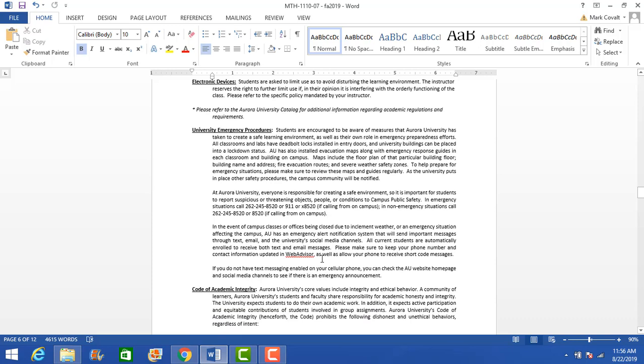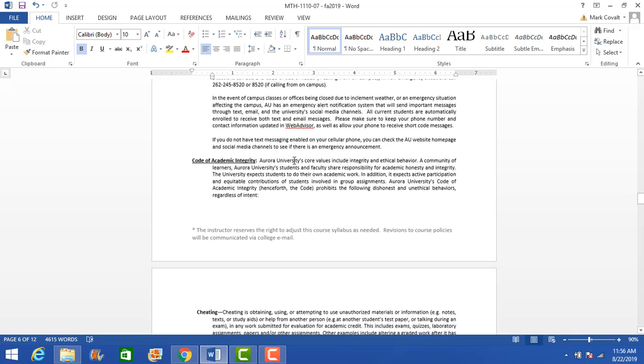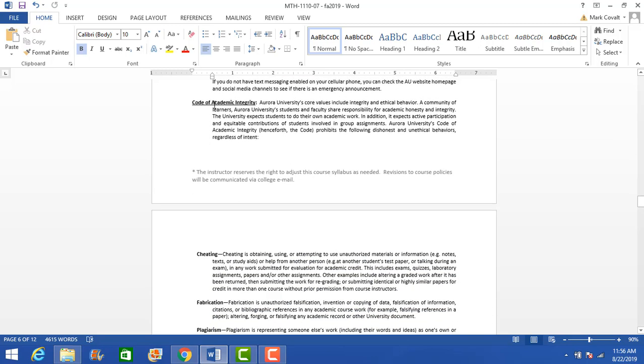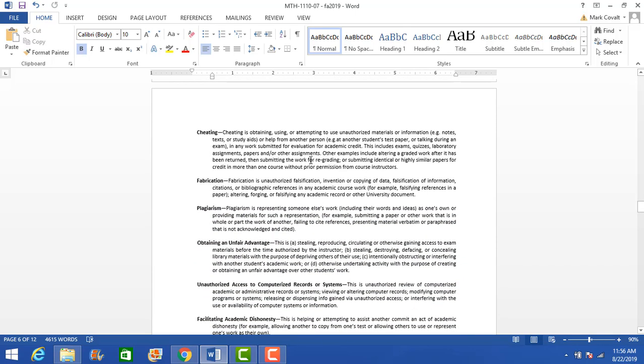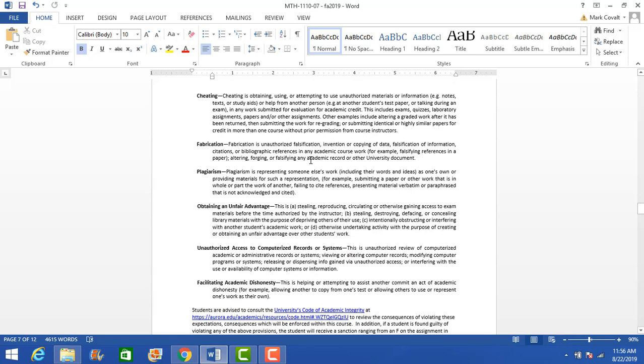So here are emergency procedures if there's an emergency on campus. Please make sure you read this and take note of the information. Code of academic integrity: please read this. Do not skim over this. Make sure you read this because it covers all types of things that fall under academic integrity.